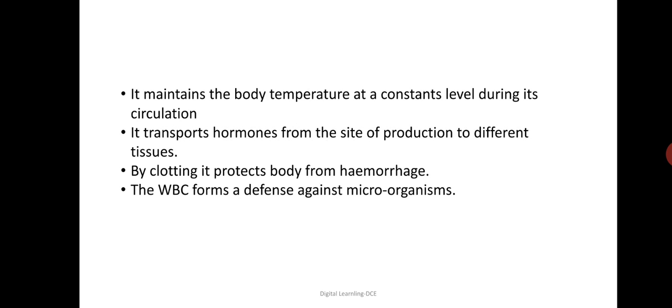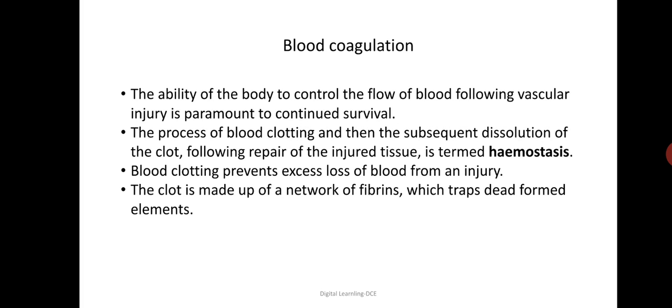It transports hormones from site of production to different tissues. By clotting, it protects the body from losing blood. The WBC forms a defense against microorganisms. The next part under this chapter is to learn about coagulation of blood. Blood coagulation or blood clotting is a sequential process that involves the interaction of numerous blood components called coagulation factors.